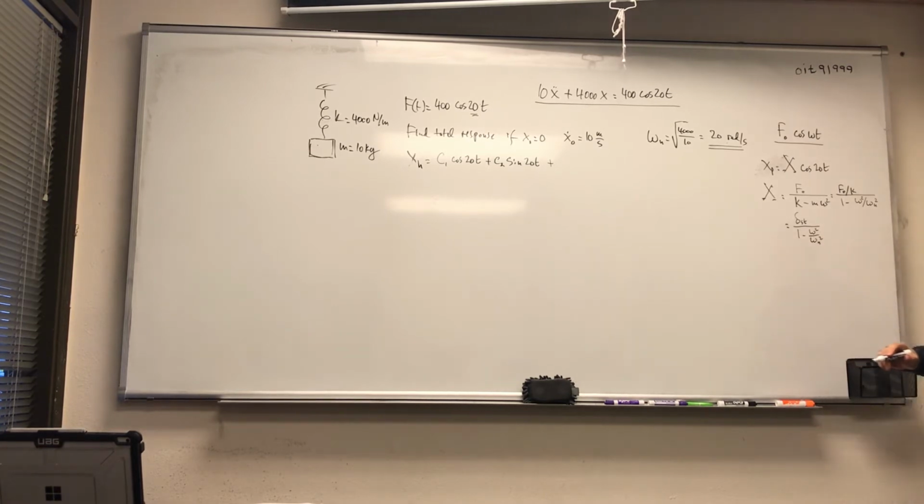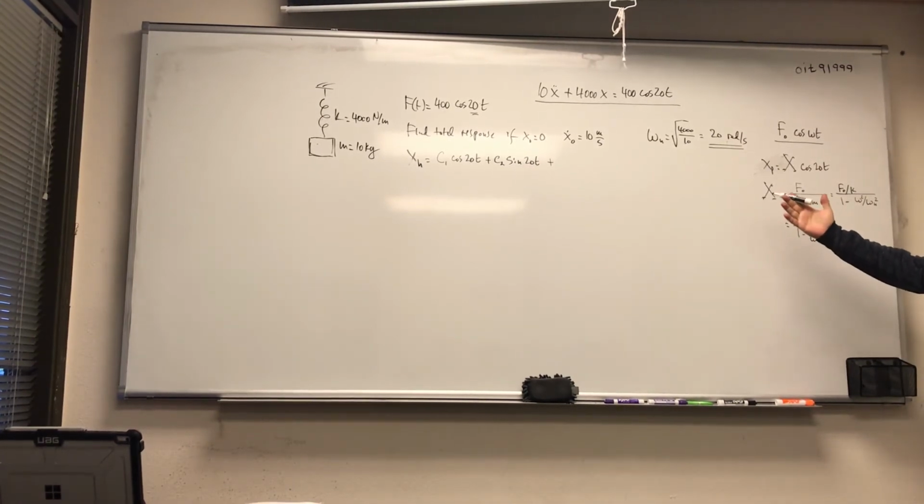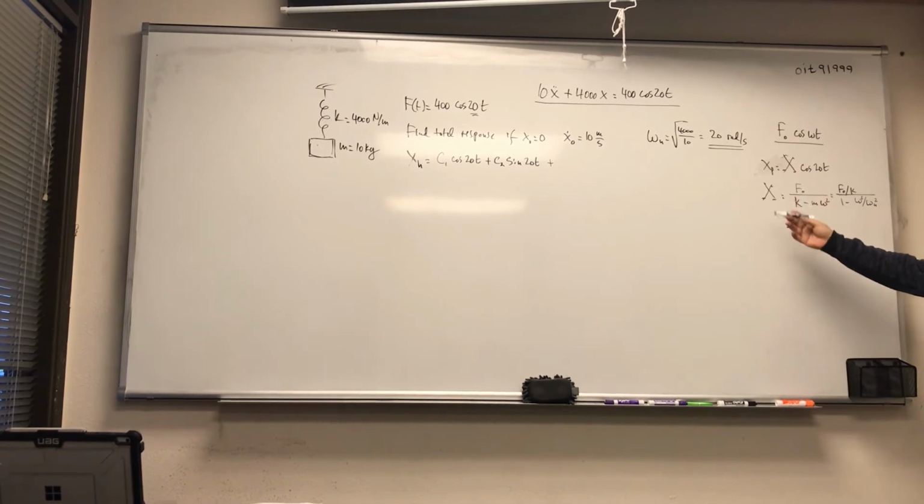Zero in this case. Now, what is 1 minus 1? Zero. This is the problem, because how am I going to write my X? Infinity. I'm having something divided by 0.